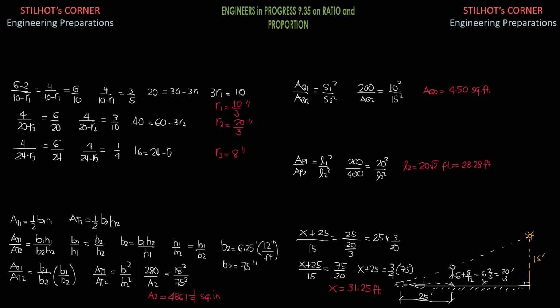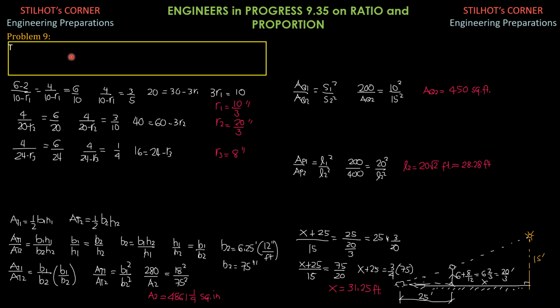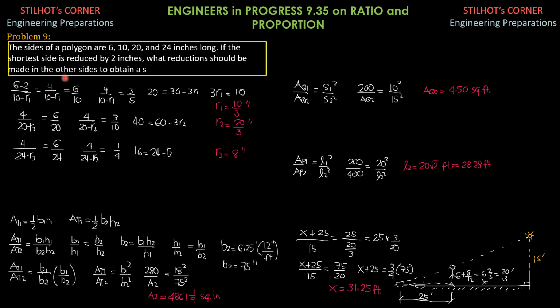Hello, students, subscribers, viewers, and future engineers. Here is another video on ratio and proportion problems. These are light problems, but these are helpful in improving yourselves, particularly in analyzing mathematical problems. So, problem 9. The sides of a polygon are 6, 10, 20, and 24 inches long. If the shortest side is reduced by 2 inches, what reductions should be made in the other sides to obtain a similar polygon? So take note that for similar polygons, the ratio of corresponding sides is the same.